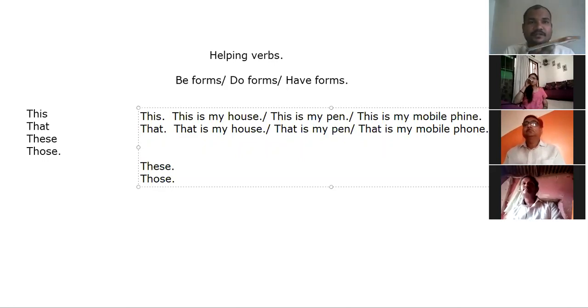For example, the mobile phone is here: this is my mobile phone. If it is somewhere far, that is my mobile phone.